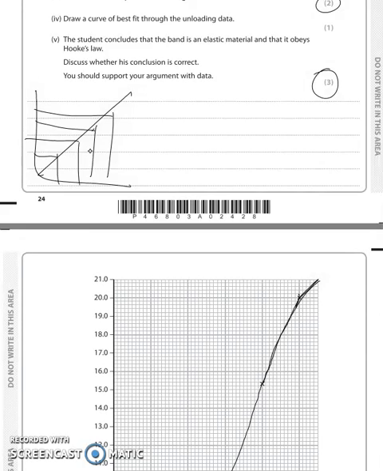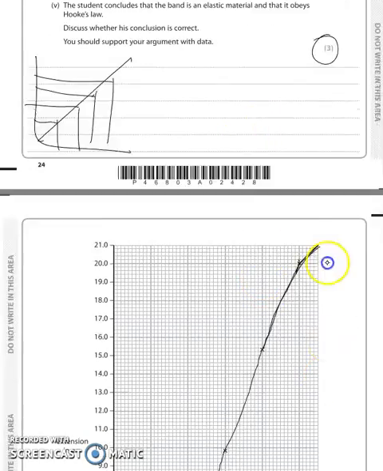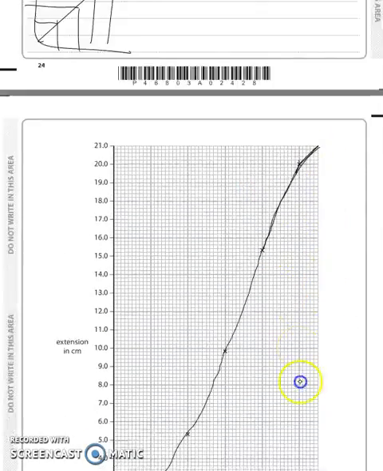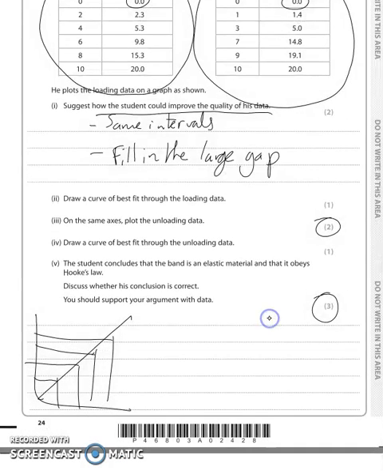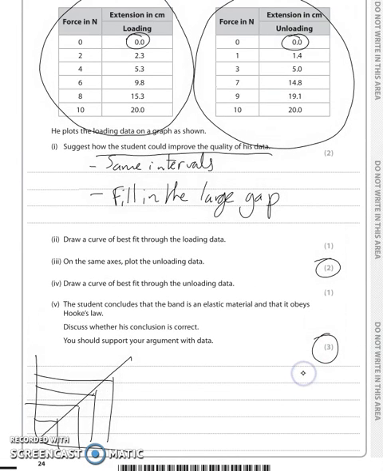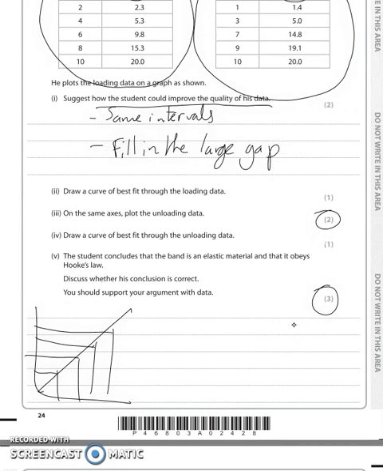It does show elastic behavior though, because it does go back to 0. It does go back to no extension as you unload it. So it does show elastic behavior because it returns to its original length. You can also quote some data points from the graph in order to back up your argument. But stating Hooke's law and describing the difference between Hooke's law and these graphs, that's what's going to get you those marks.